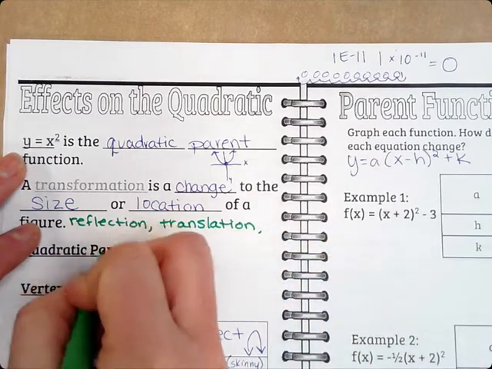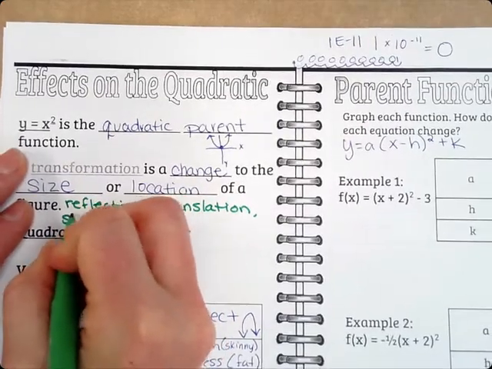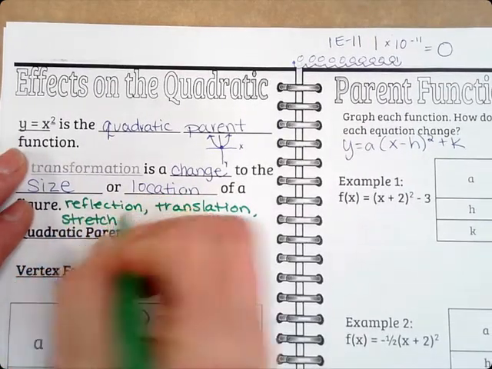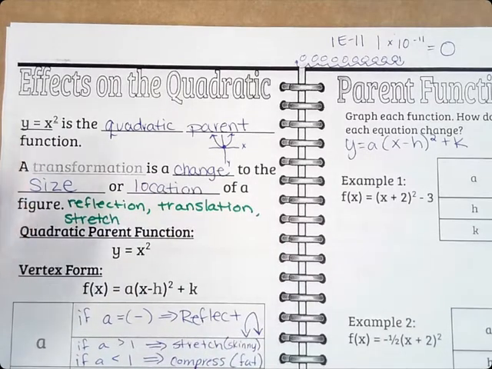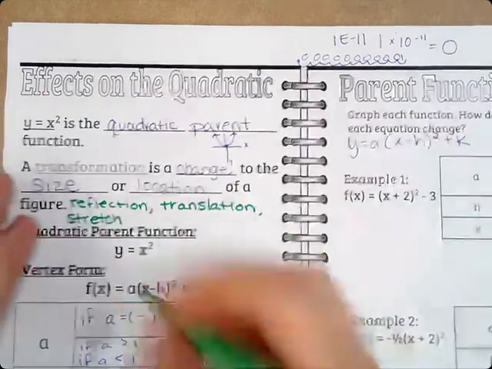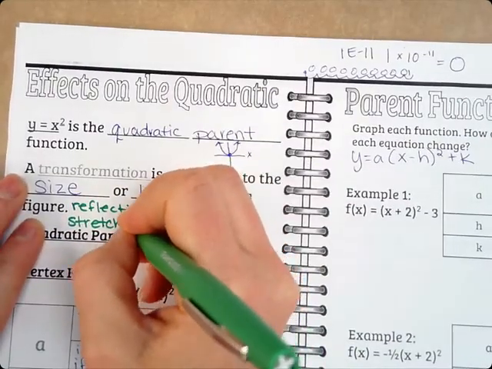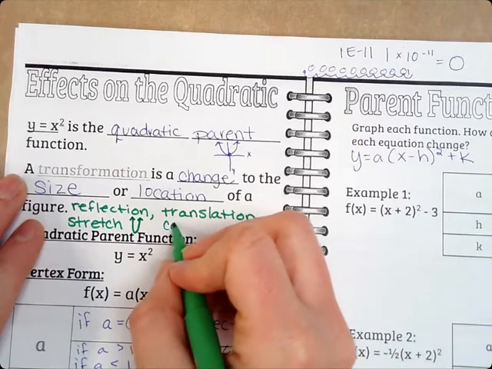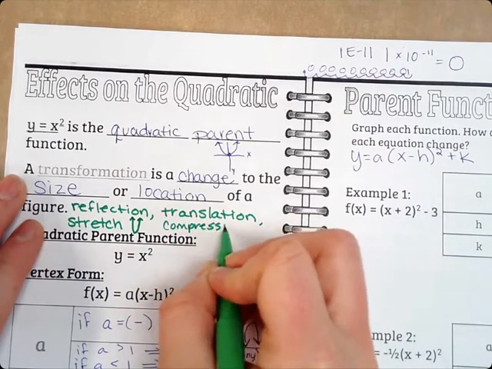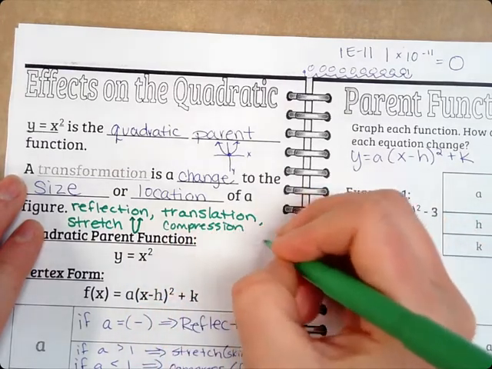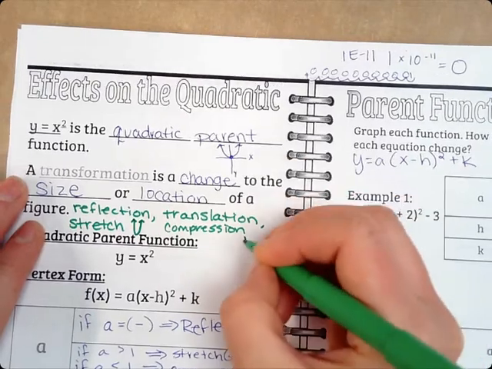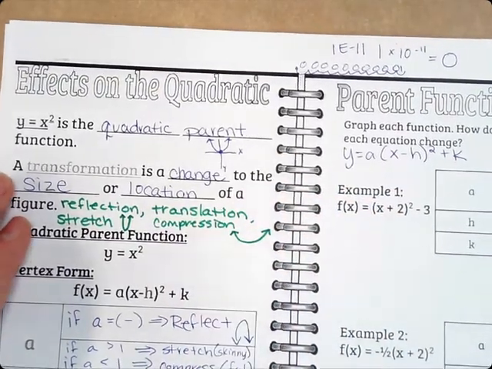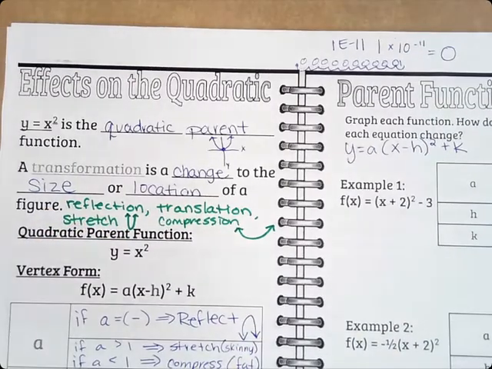And then we have stretch. So if it's stretched, it's kind of like if you are stretching your arms up in the air and then somebody helps you stretch even further, your arms are going up even closer to your head. So it would be like this. That would be a stretch. And then compression is whenever it gets flatter or fatter, something like that. So it's more like a bowl compared to something real skinny.